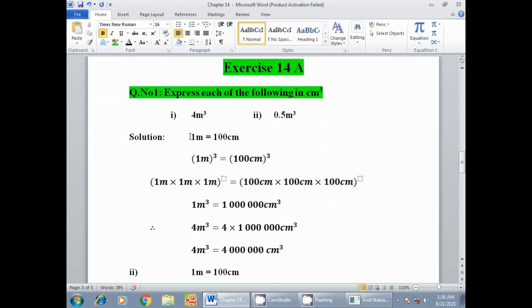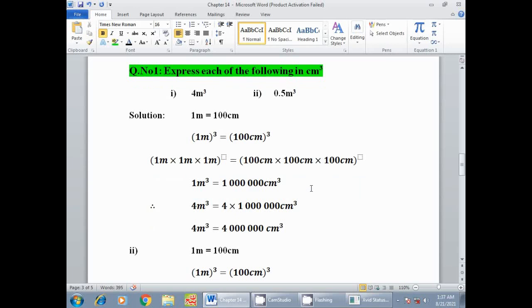Solution. As we know that 1 meter equals 100 centimeters. Since we are expressing cubic meters in cubic centimeters, taking cube of left and right side, we know that 1 meter whole cube equals 100 centimeter whole cube. Now 1 meter whole cube means 1 meter times 1 meter times 1 meter. Same as 100 centimeter whole cube means 100 centimeter times 100 centimeter times 100 centimeter. Now by taking the product of left and right side, 1 cubic meter equals 1 million cubic centimeters.